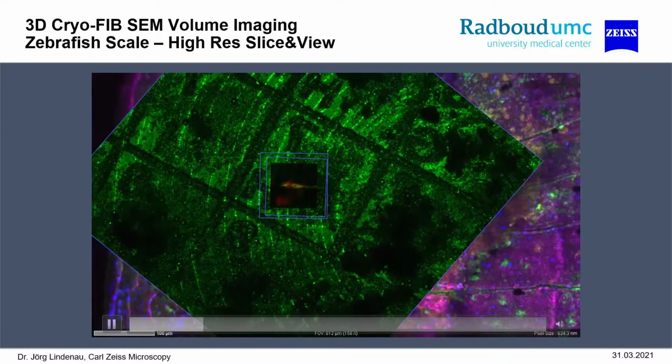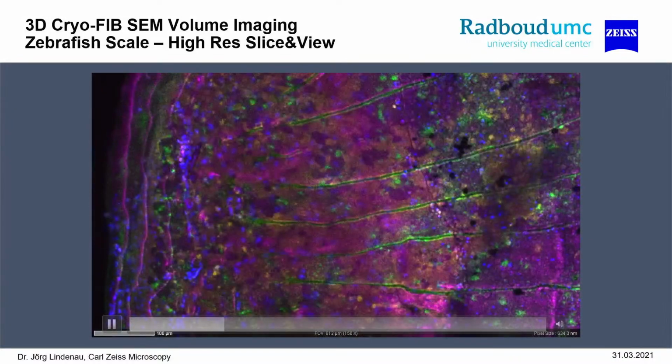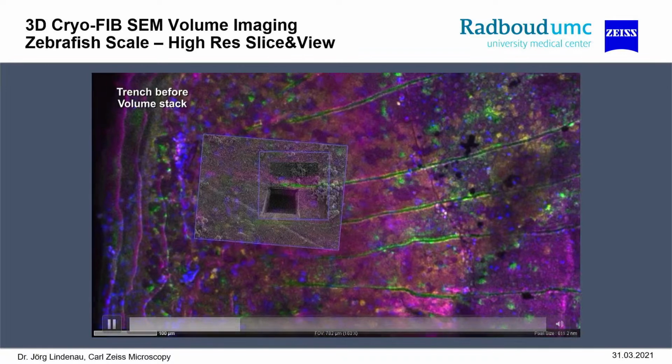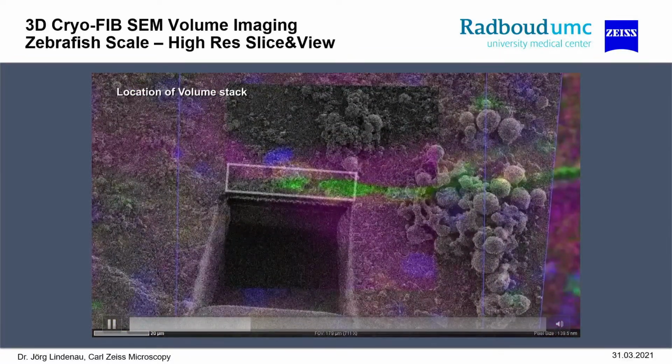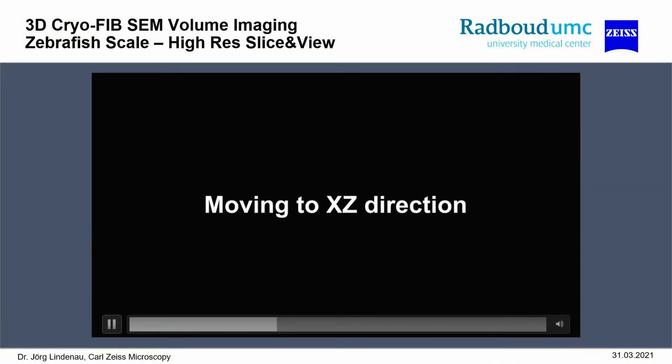And then this was approached for FIB-SEM volume imaging. This is the trench. This is again the area. This is the trench. This is the volume which was imaged by FIB-SEM. And after this volume, so now we swap the view. We look from the EM imaging direction now to see the side view. Exactly.